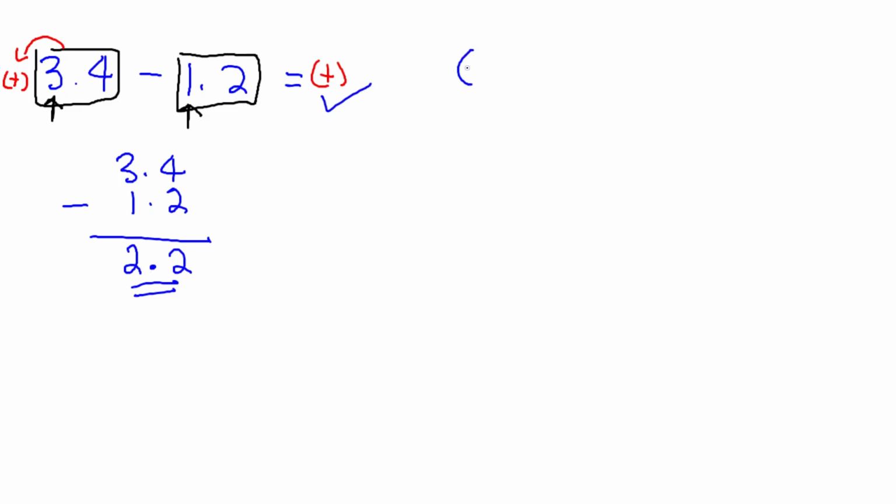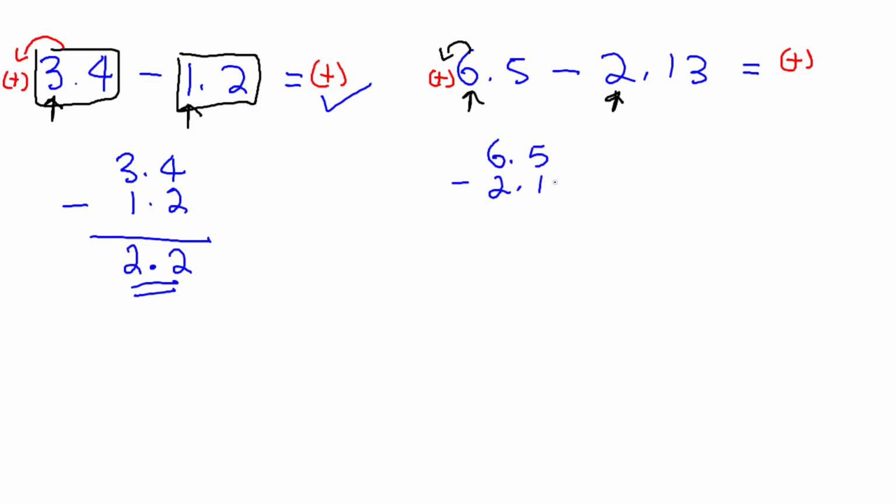Here's another example. Try 6.5 minus 2.13. First step, let's compare 6 and 2. 6 is bigger, so we're going to take the sign that's next to it, which is a positive. So our final answer has to be a positive. Now because 6 is bigger, let's rewrite 6.5 minus 2.13.